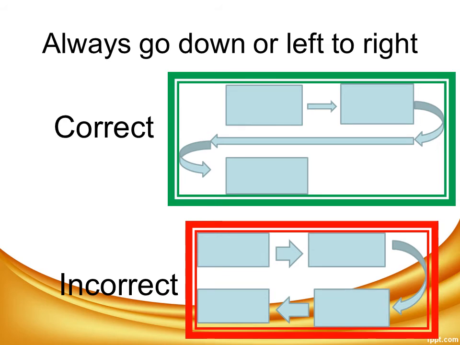The flow map should always go in the direction that the students read. Now, the students sometimes do read down, like down a page, or left to right. So the flow map should always go left to right.